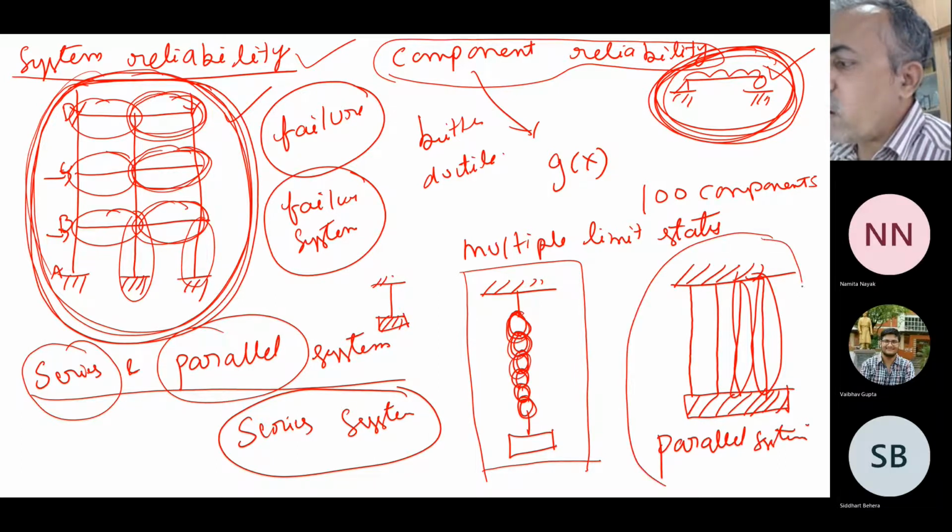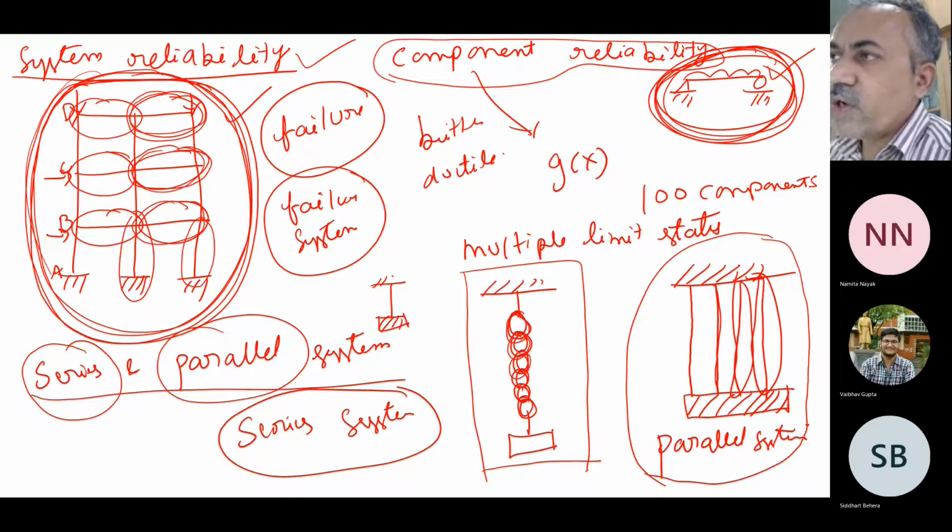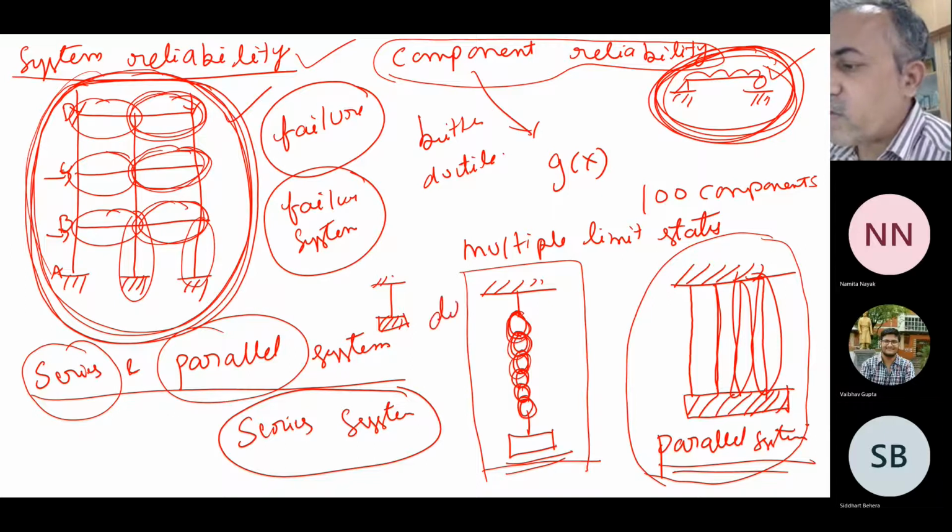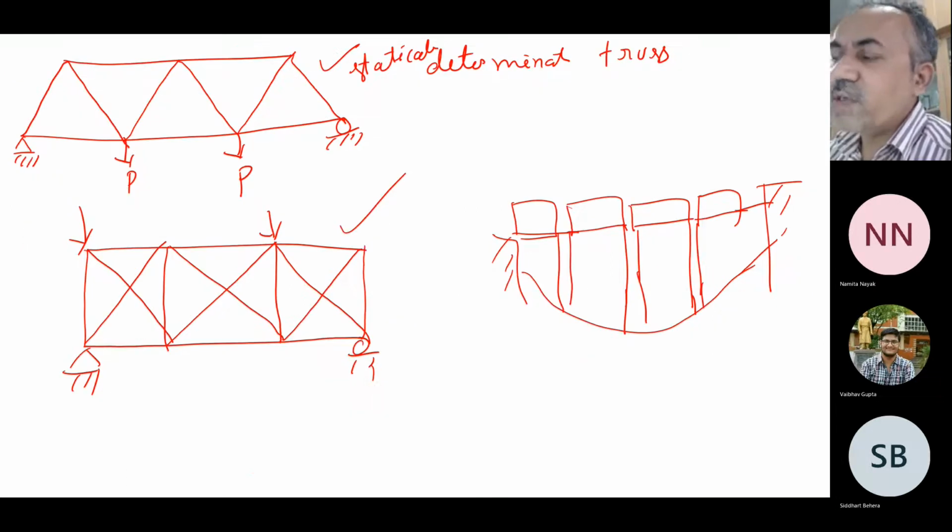Parallel system means one component goes, it does not ensure system failure. These are essentially indeterminate structures. When you have indeterminacy, if one column goes away, the others will be supporting, so until all of them fail, the system does not fail. This is what we call a parallel system. Series means one thing goes and everything else goes away, like statically determinate structures. Indeterminacy is like a parallel kind of system. So you should be able to identify which is series and which is parallel.